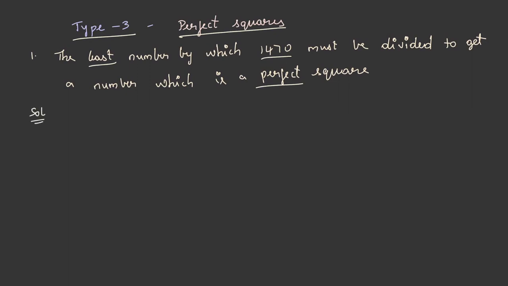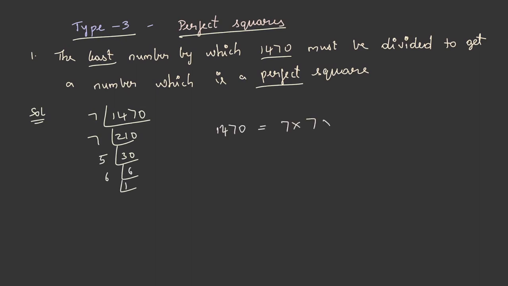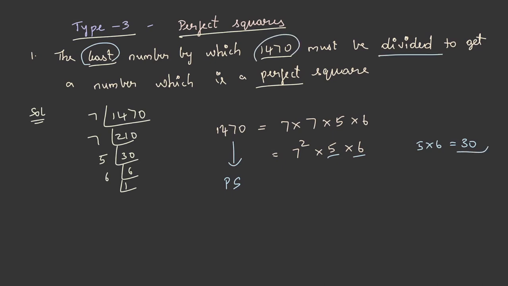To solve this, let's divide 1470 into factors. So 1470 can be written as 7 into 7 into 5 into 6. So 7 square into 5 into 6. So in order to make 1470 into a perfect square, it should be divided by 5 and 6. That is 5 into 6, which is equal to 30. So the least number by which 1470 must be divided is 30.